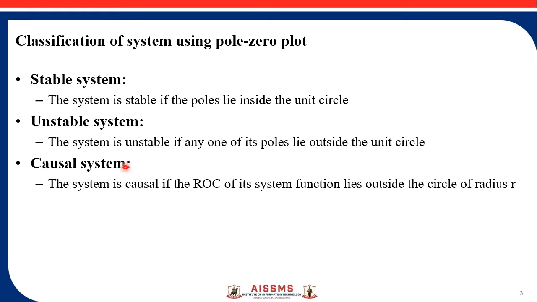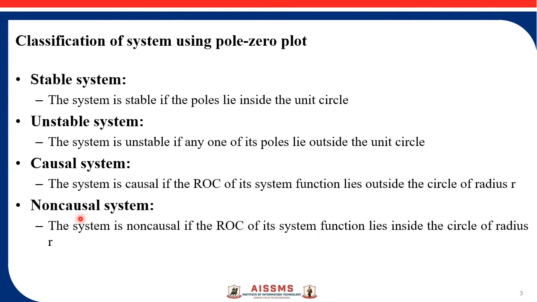Then the system is causal if the ROC of the system function is outside the circle of radius r, that means mod z is greater than r. And for a non-causal system, the ROC lies inside the circle of radius r.